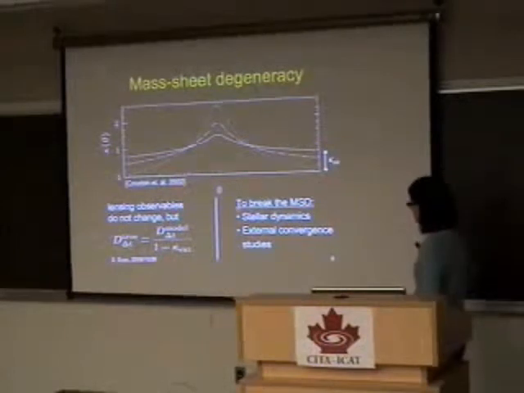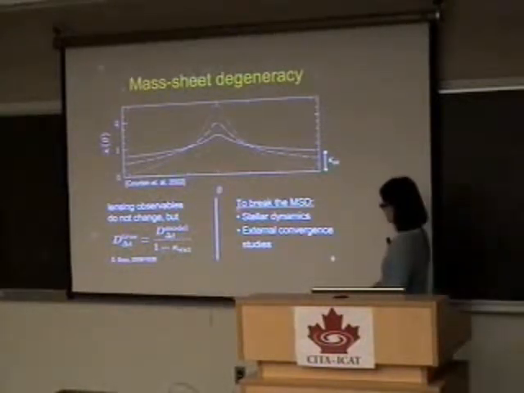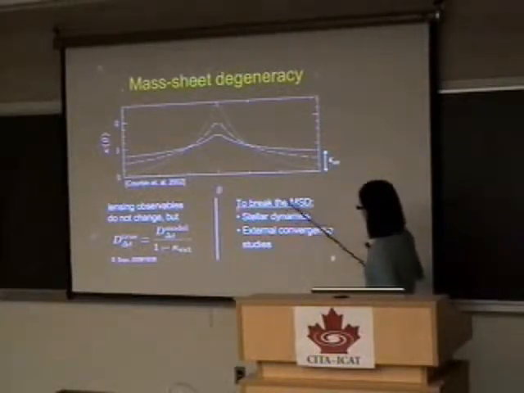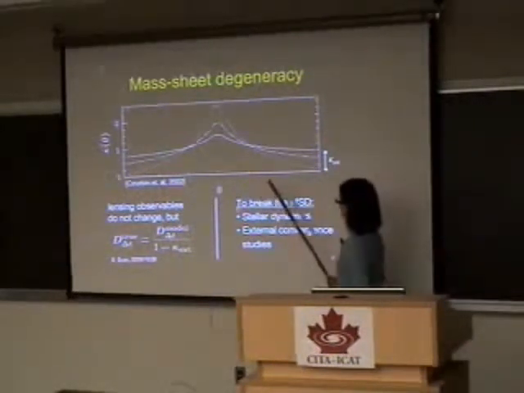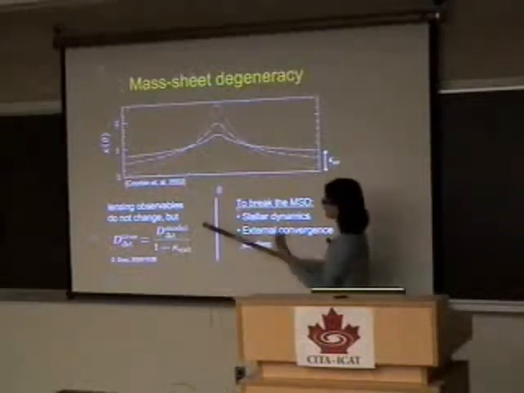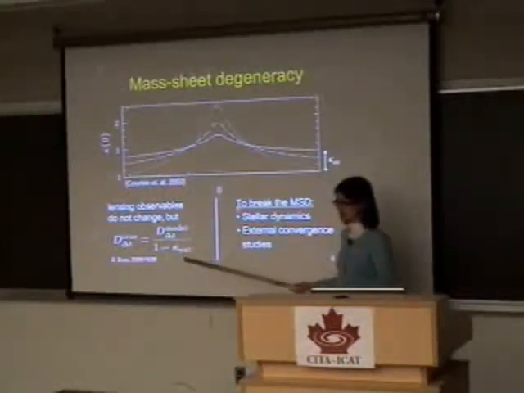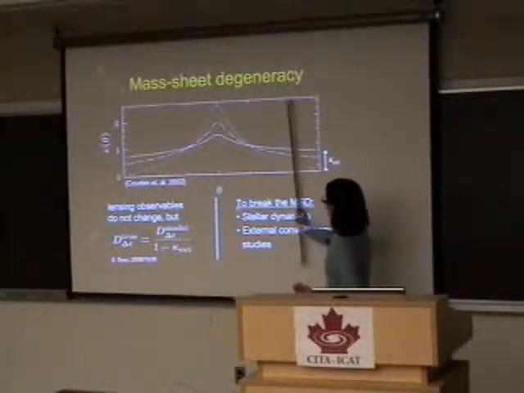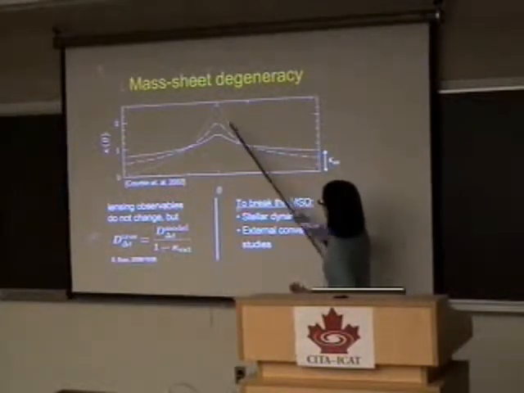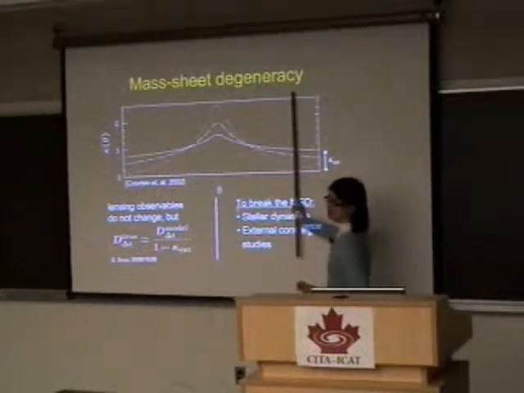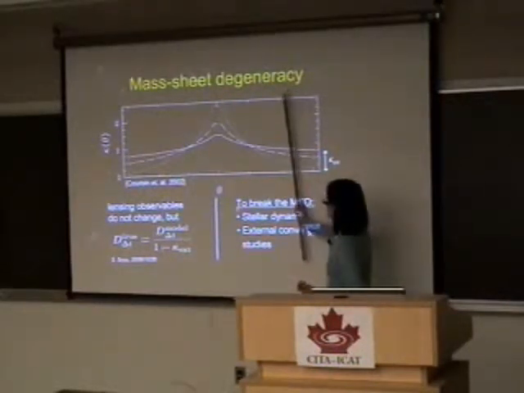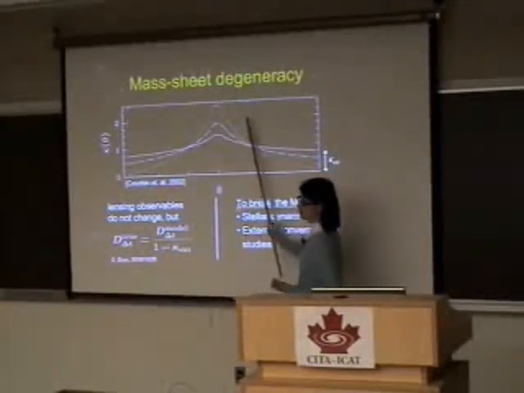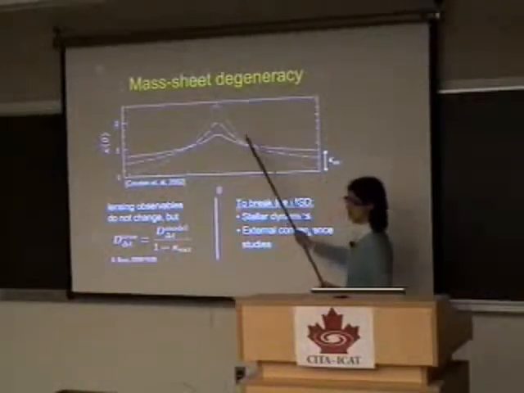In order to break this degeneracy, one practical method is to use stellar dynamics. So what stellar dynamics provides is a mass measurement at the effective radius. Gravitational lensing provides a robust measurement of the mass enclosed within the Einstein radius, which you see here. So both these two profiles will give you the same mass within this radius. If you have a different mass measurement at the effective radius, you can then, from dynamics, break the degeneracy between the two profiles.